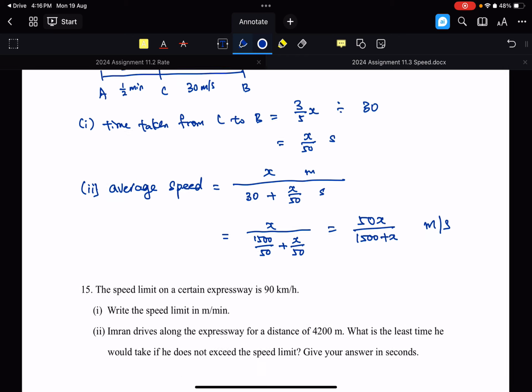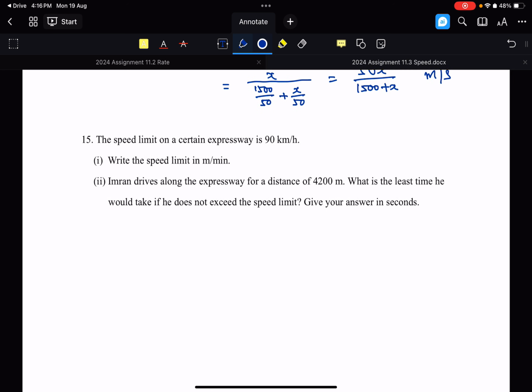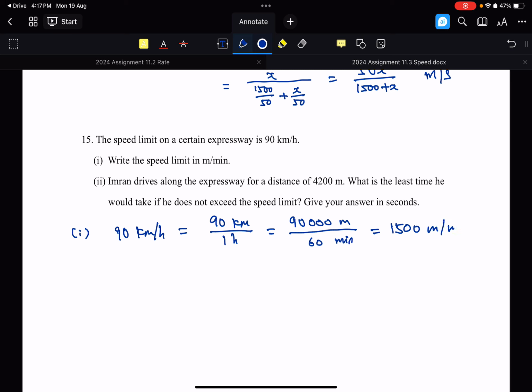Okay, right. One more example. The speed limit on a certain expressway is 90 km per hour. So we want to write the speed limit in meters per minute. So we can do that, right? So let's see. 90 km per hour is actually 90 km over 1 hour, which is 90,000 meters over 60 minutes. And that will end up as 1500 meters per minute.